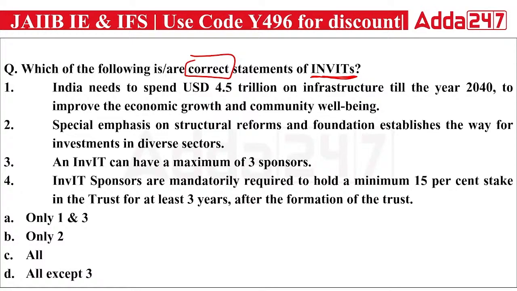So the right answer will be all of the above, because a minimum 15% has been told to the sponsor for the 3 years. InvITs can have a maximum of three sponsors, and actually the government said that migration is happening. The people from rural areas keep moving towards urban areas. So it is very important to provide a proper well-being community; the government has to spend $4.5 trillion on the infrastructure, providing roads, buildings, sanitation facilities, and health care, etc.